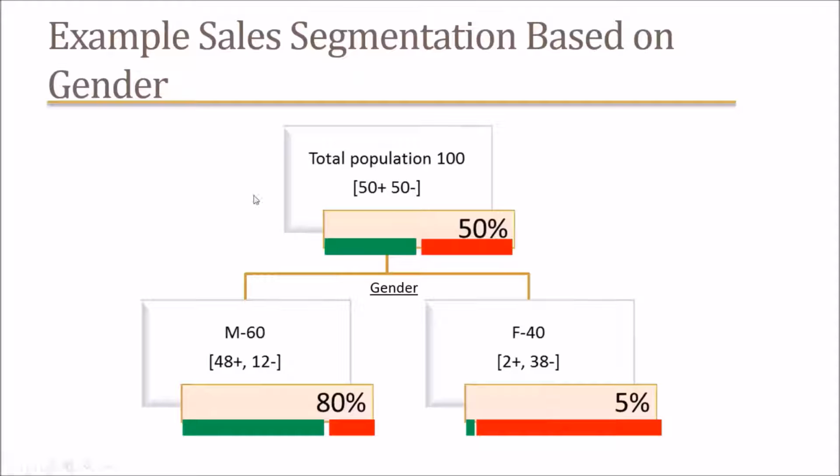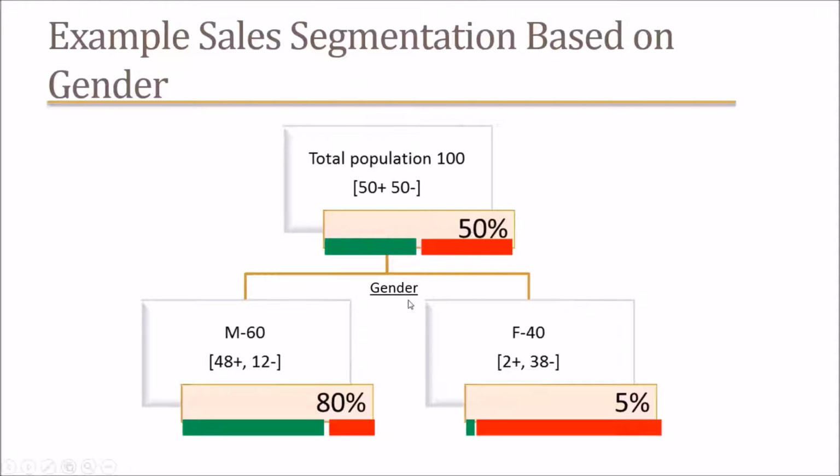If you see, overall out of 50 customers who bought that product, 48 are male, only 2 are female. So within male there is an 80% chance of buying, within female there is only a 5% chance of buying. Now when I divide the whole population based on gender, I can make really good business inferences. One is that most of the buyers are male customers, and most of the non-buyers are female customers. Almost none of the female customers are buying.